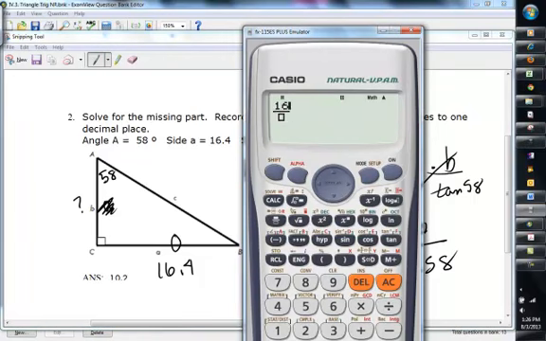16.4 over tangent 58. Oops. Let's try it again. 16.4 over tangent 58. What did I do wrong? Oh, I didn't close out the parentheses. And we get 10.2. Next one.